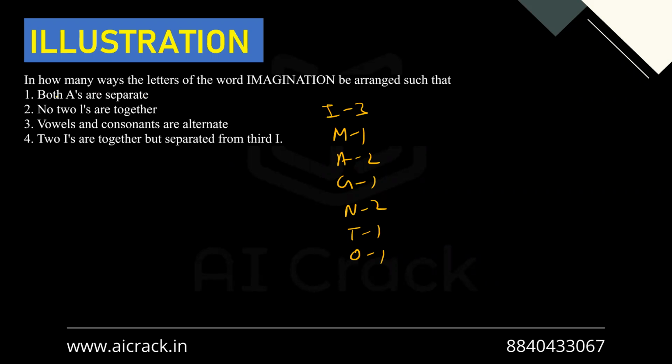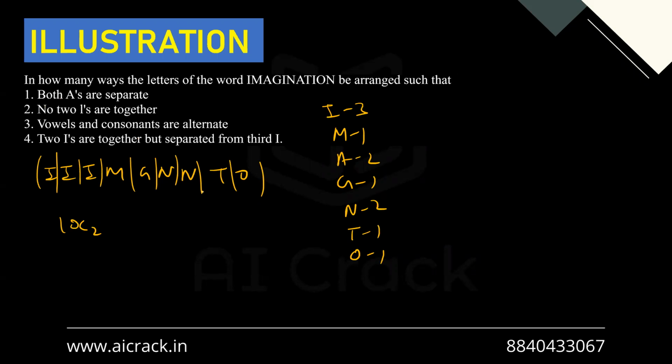Now the first question says that both A's are separate. So basically we have I, M, G, N, T, O. So the remaining letters are these ones. And we have 1, 2, 3, 4, 5, 6, 7, 8, 9, and 10 gaps. If I want to separate both the A's, then I have to fill the two A's in these gaps only, right? So 10C2, we have to choose two gaps out of these 10 gaps and fill in the A's over here. But since they are identical, we don't have to do the arrangement over there.